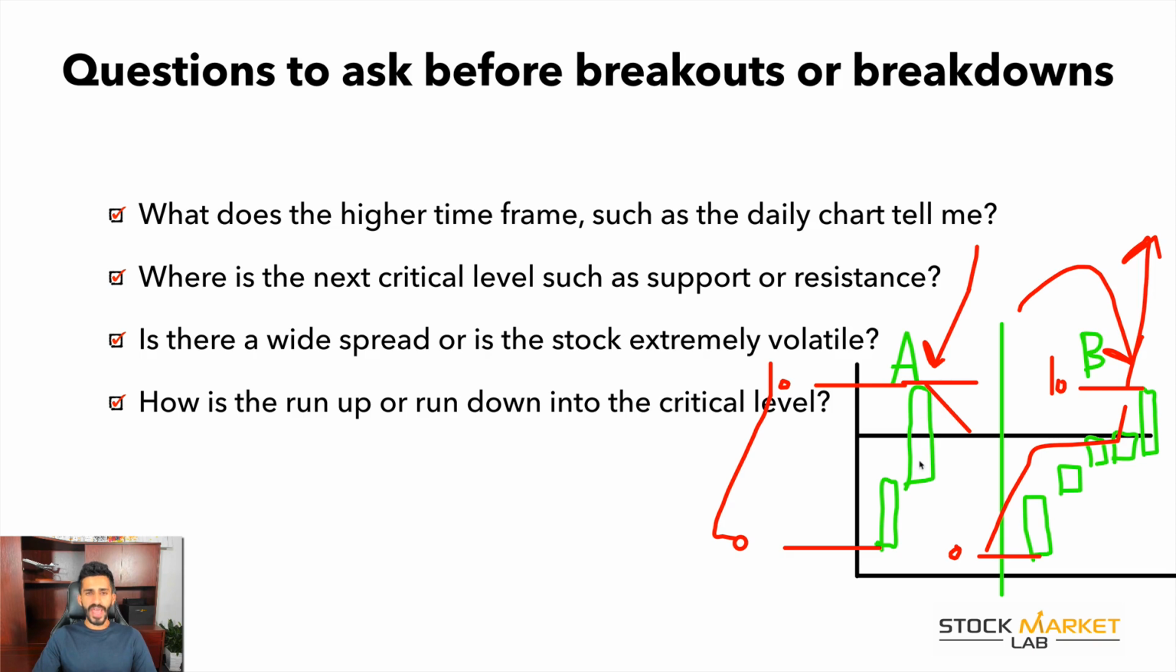Also in situation A, there was no profit taking. Very hard to see profit taking. Here, there was consolidation, there was profit taking, there was a break. So B is the proper answer. B is the stronger breakout because it was able to take a break before breaking out of that critical level. It consolidated, it took a breather. A did not do that. So understanding how the run up or run down was into the critical level is extremely important.